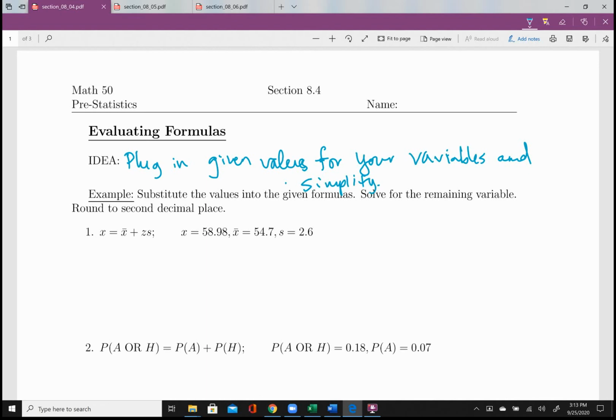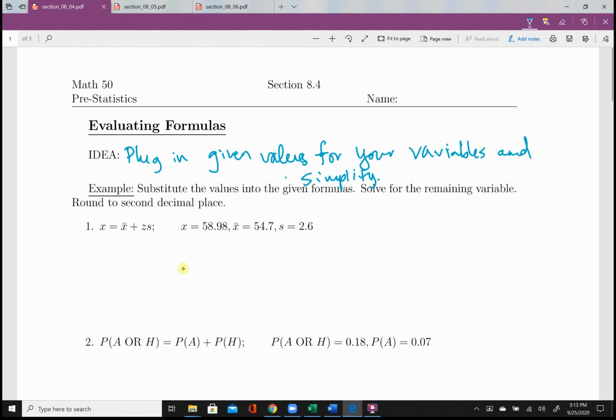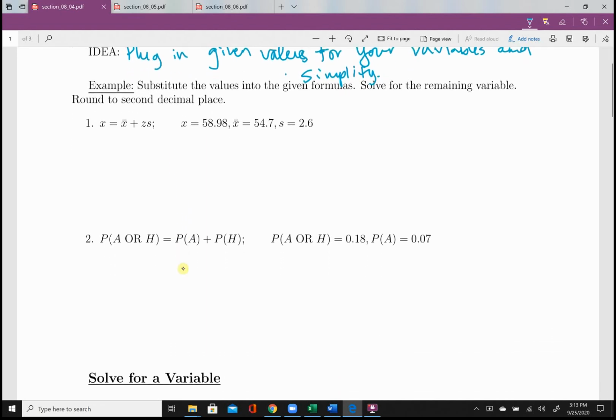And let's go ahead and tackle this first example. In the instructions, substitute the values into the given formula, solve the remaining variable. Round to the second decimal place. I imagine they mean whenever relevant. It may or may not be relevant for all the problems.